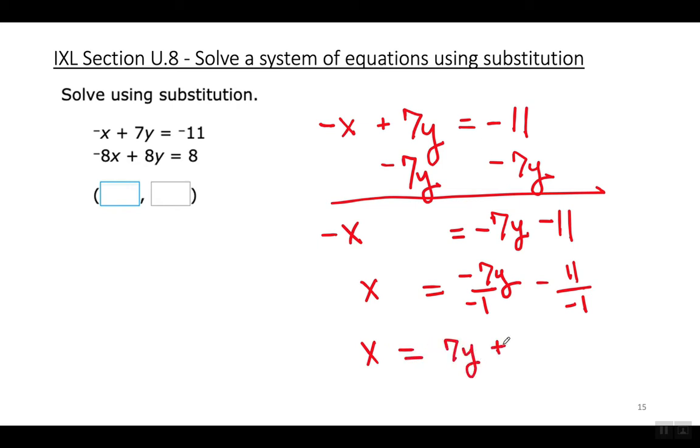7y plus 11. You could also think about it as just when this goes to the other side, it becomes positive, and when this goes to the other side, it becomes positive. So anyways, x equals 7y plus 11, and now I could substitute this expression in the bottom equation. All right.